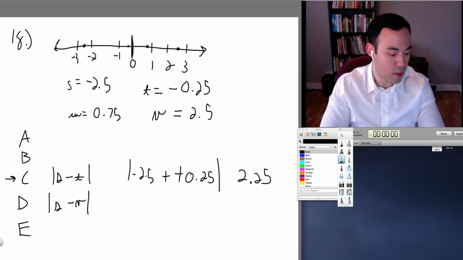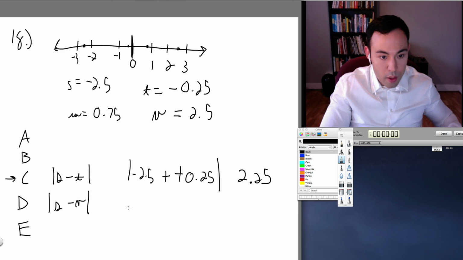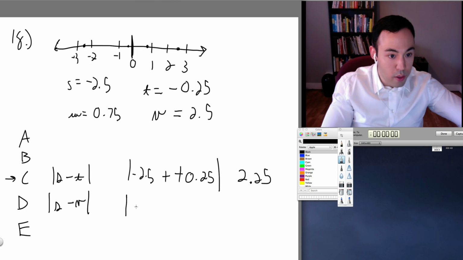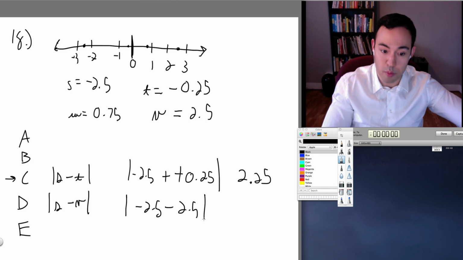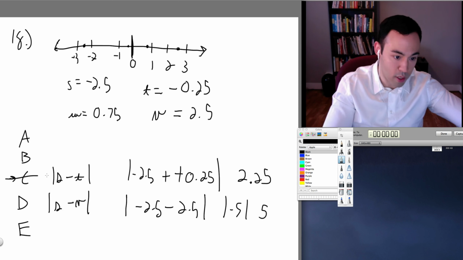S minus V over here. Let's see, S absolute value, -2.5 minus 2. Oh, this is pretty promising here. We got an absolute value of -5, which is a 5. So C is straight out.